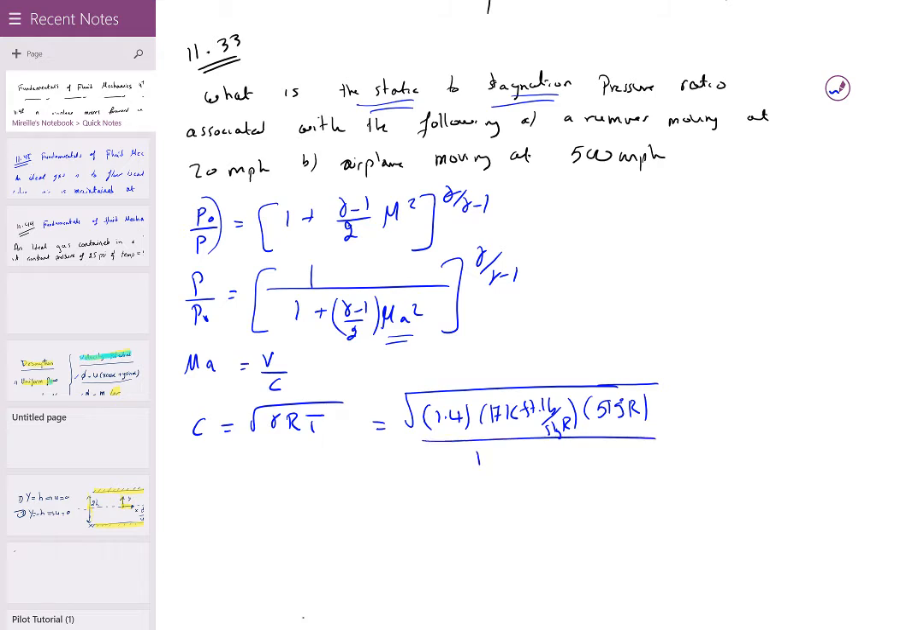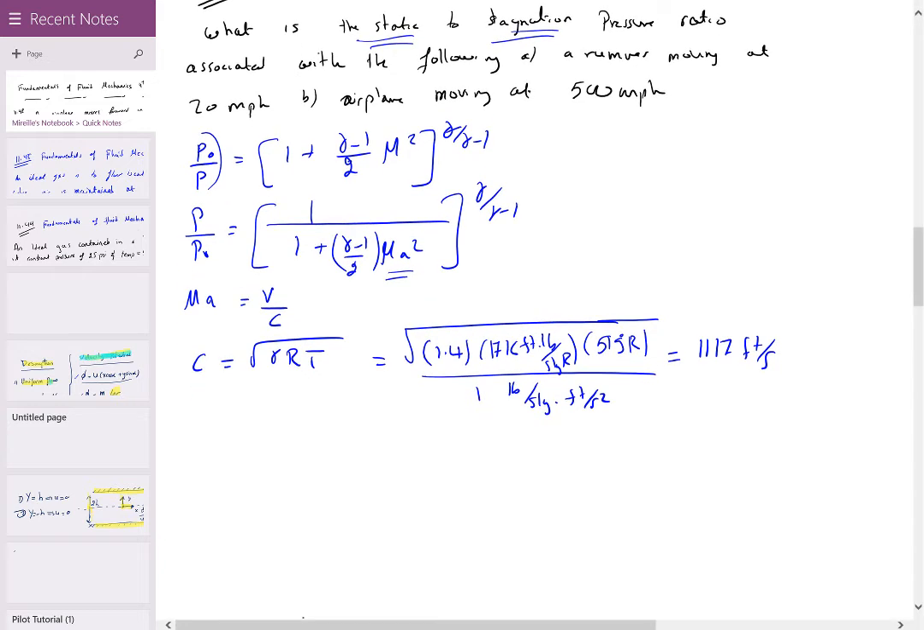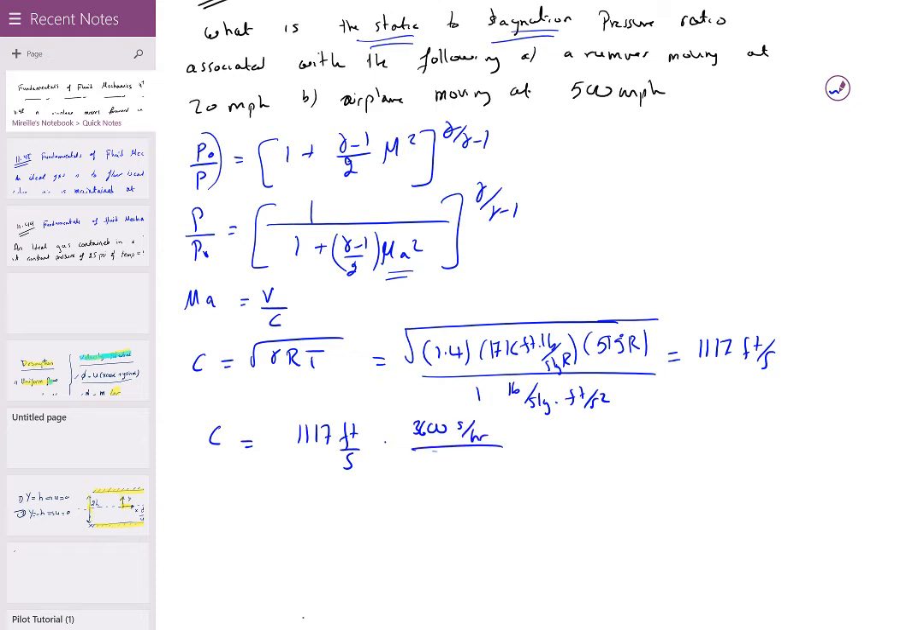We divide this by 1 pound per slug times feet per second squared to convert the whole thing to feet per second. So I would get 1117 feet per second. Because we're working in miles per hour, I'll convert it to miles. So that would be 3,600 seconds per hour by 5,280 feet per mile, miles per hour.